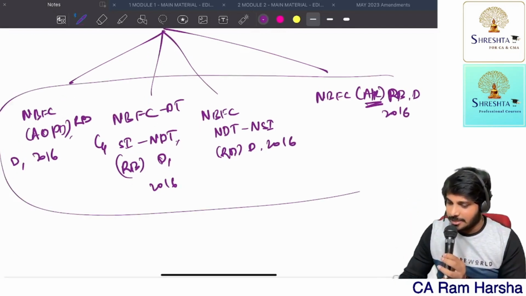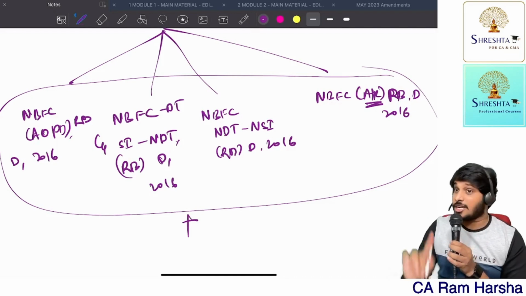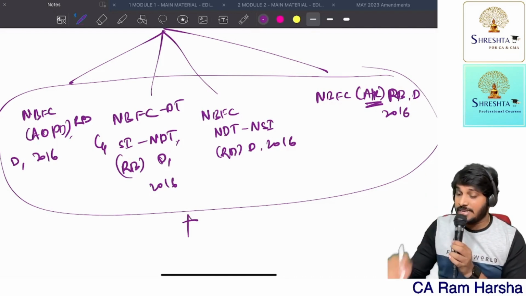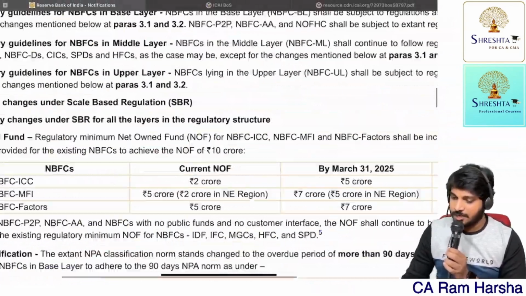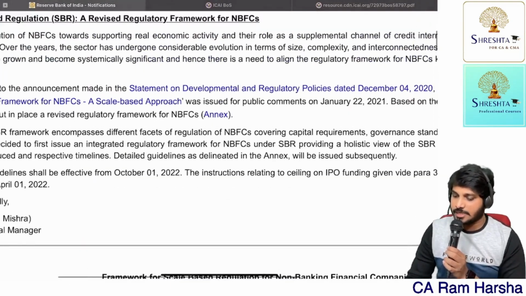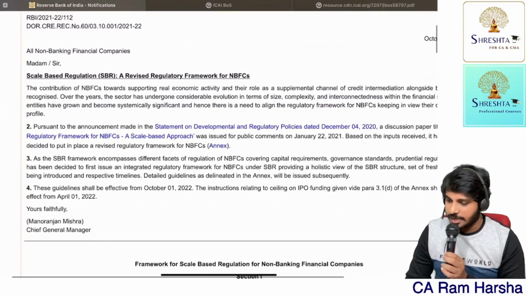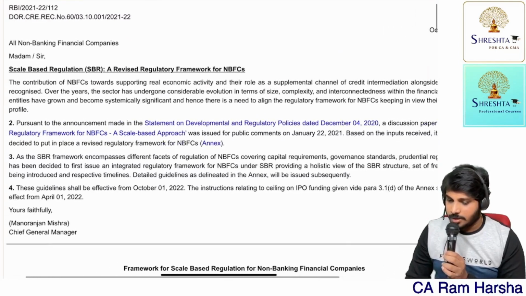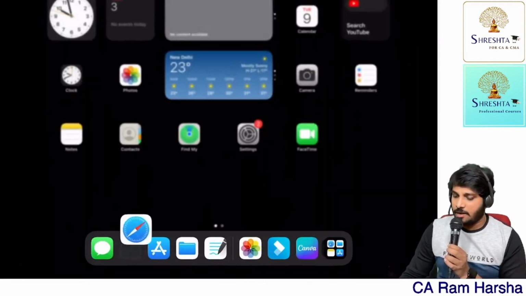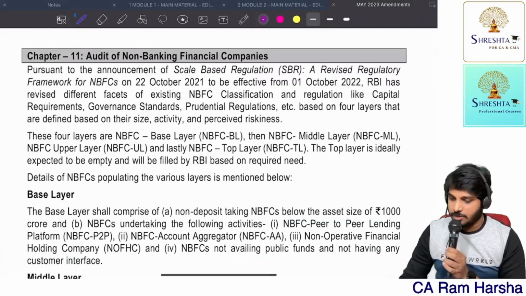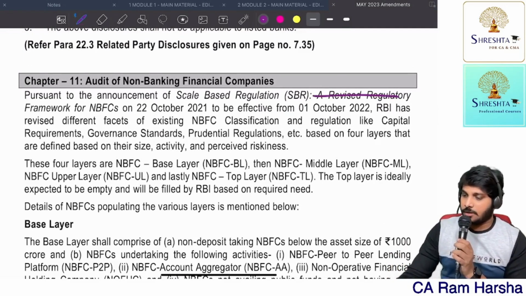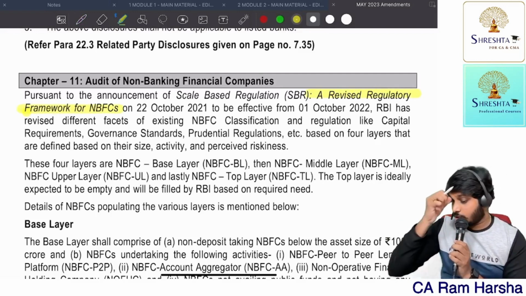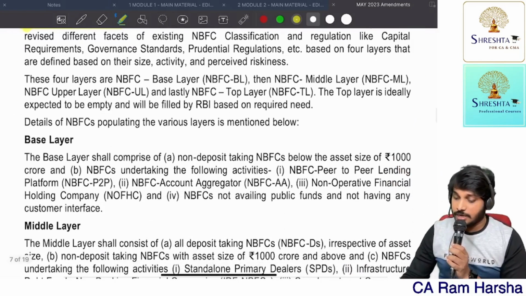All these directions were supplemented by, not substituted, were supplemented by this direction. This is an additional direction which was issued recently. That is what we are discussing as amendment. What is this direction? Regulatory framework for NBFCs, scale-based approach. Directly we'll see the amendments, what words they have used. They have issued a revised regulatory framework.